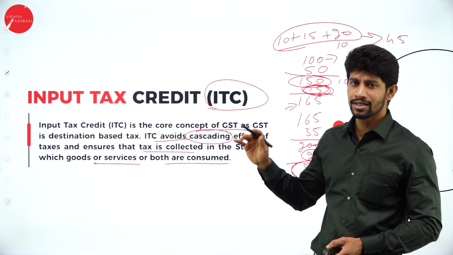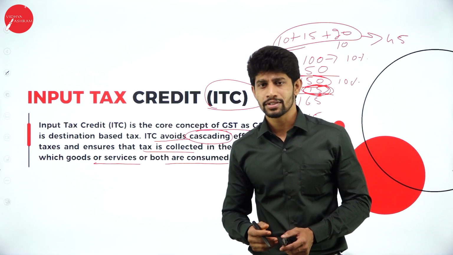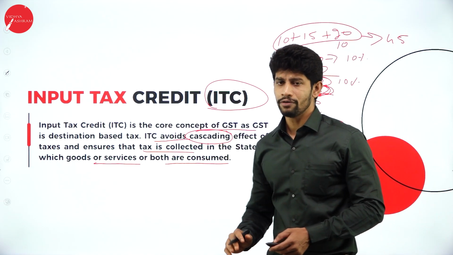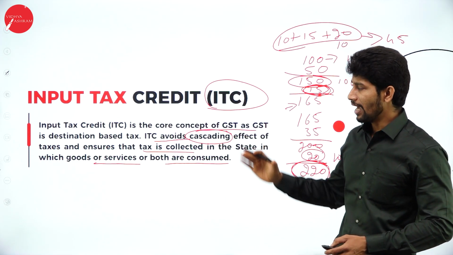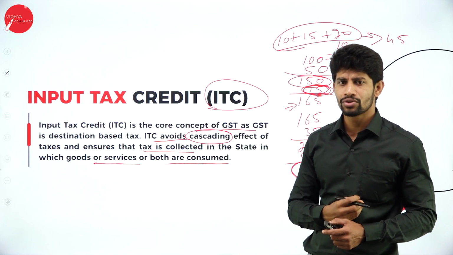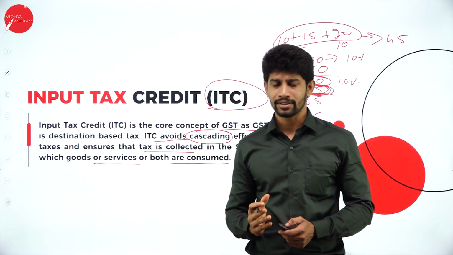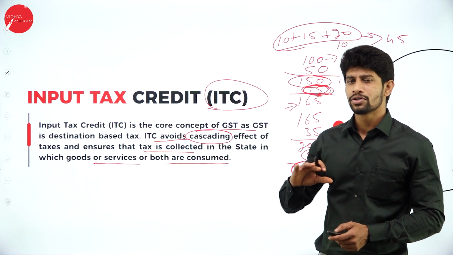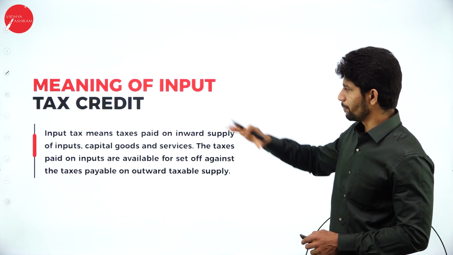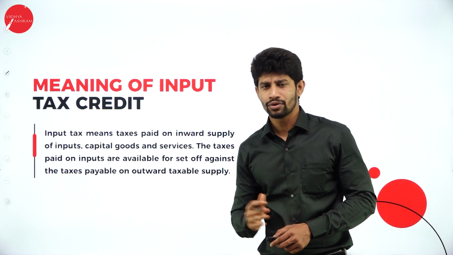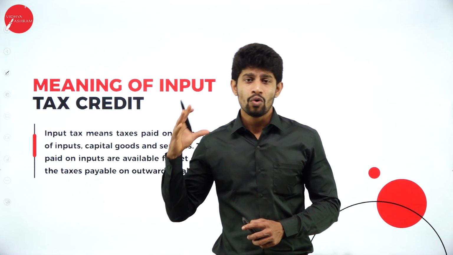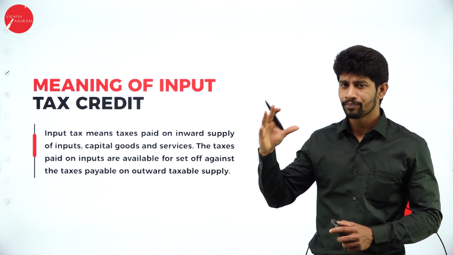So ITC makes sure that the consumer of the product or the services is liable to pay the GST, not any other person. This is the general meaning of input tax credit, and the main core idea of input tax credit is to avoid the cascading effect. That means the tax on tax system we had, to avoid that they introduced this concept. Moving further, the meaning of input tax credit. So in general, you got to know what input tax credit is, why it was introduced, and what its main objective is.